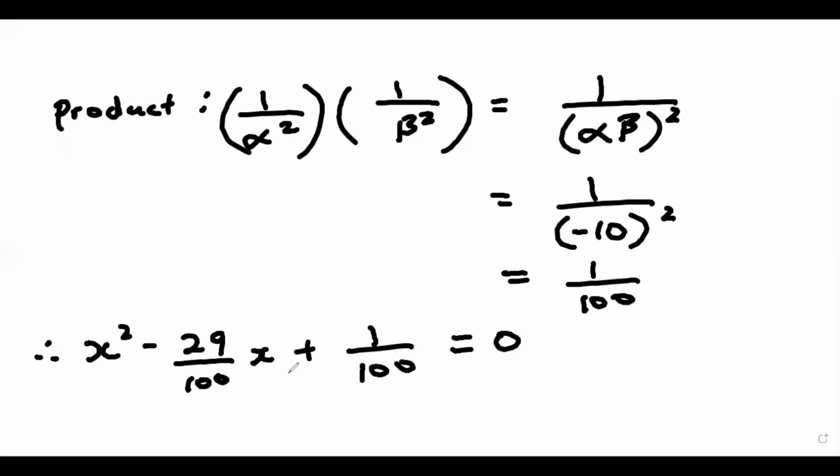So now what we could do to simplify this is multiply throughout by 100 to get rid of the denominator. So we're going to have 100x squared minus 29x plus 1 is equal to 0. And that would be a final answer.